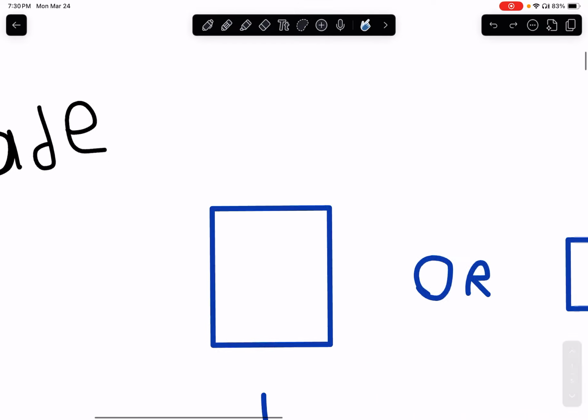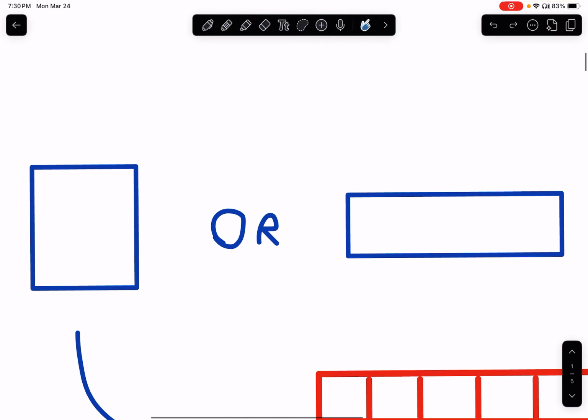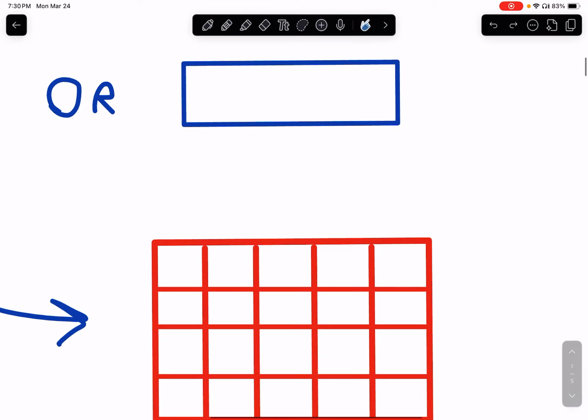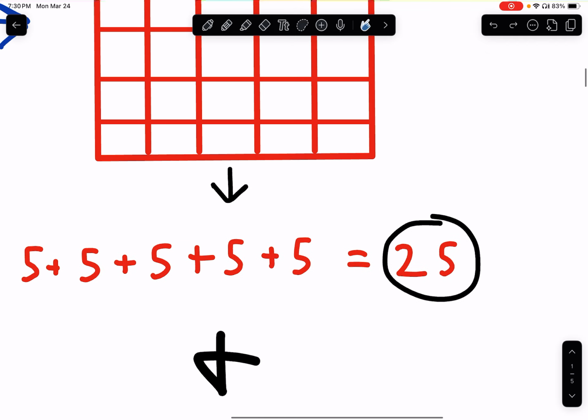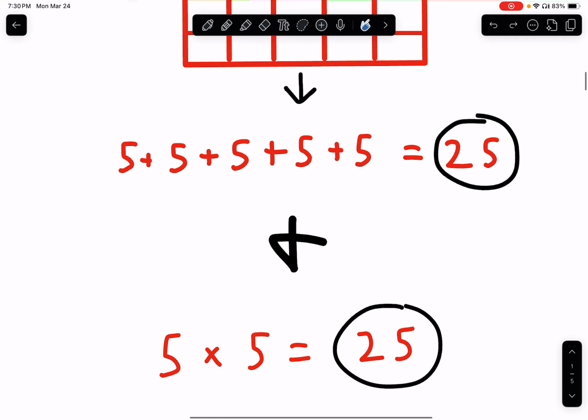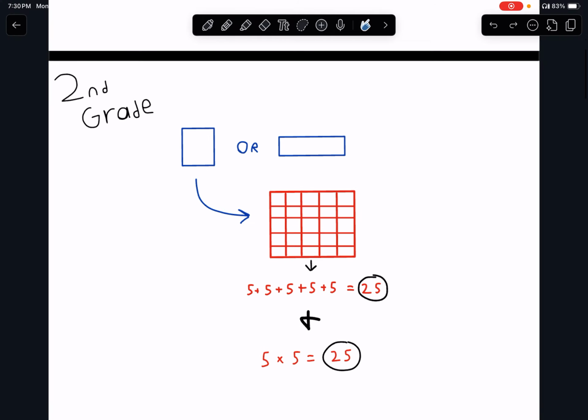It is during this time that students are able to take shapes, such as these blue squares and rectangles right here, and draw no more than 5 rows or columns in them, as you can see by this red square drawn. Through this visual, we can see the concept of repeated addition being activated. Now let's take a quick look back at what we just did in second grade.